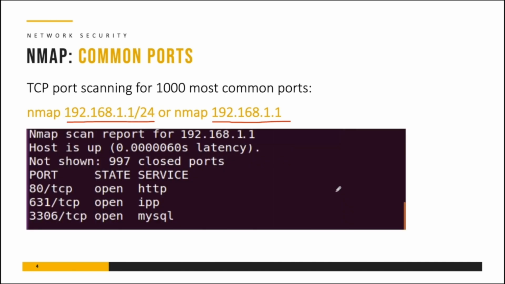Let's have a look at the results. So we have launched an nmap scan on a single IP address, and here are the results. Basically 3 ports are open. One is for HTTP, one is for IPP, another one for MySQL. All are TCP ports because we have launched a TCP scan. And we also see the port numbers here, and that there are 997 closed ports. So not only did we find out open ports, we also found out which services are running on those ports.